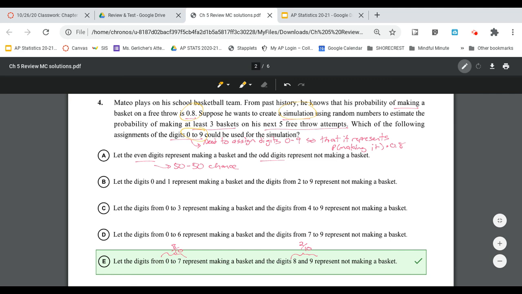And we need to assign them so that 80% of the time, or 0.8 is the probability, we get making the basket, and then that leaves 20% missing the basket. Well, if there's 10 digits total, we need 8 of those 10 to be making it, and 2 of the 10 to be missing it. And the one that fit that description was E. 0 to 7 is going to be 8 digits total, because again, 1 to 7 is 7, plus 0 makes 8. And then that leaves 2 digits being a fail and not making a basket.